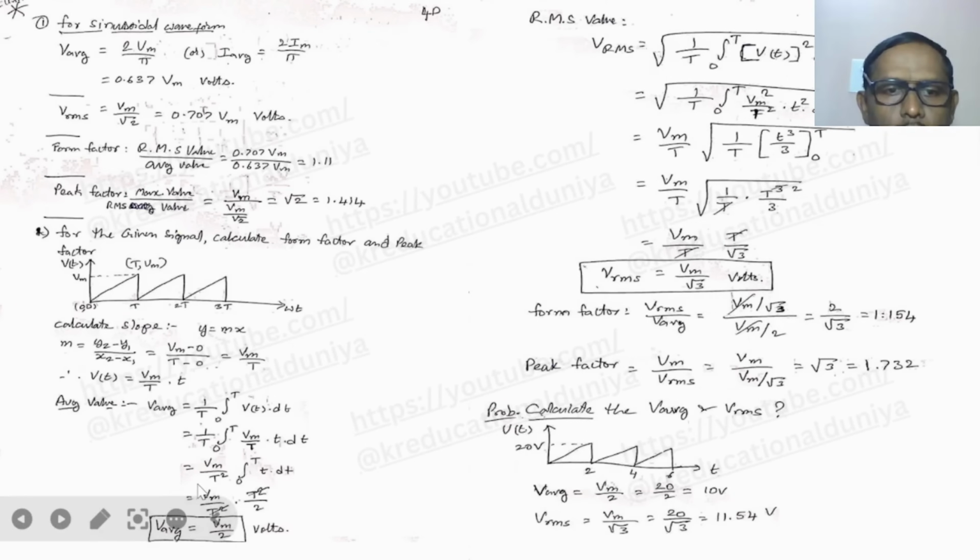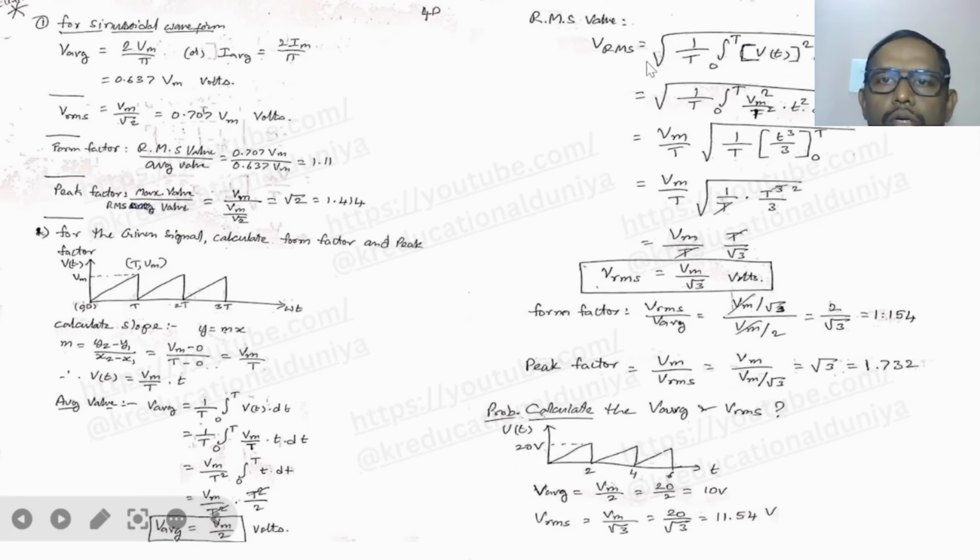So Vm by T square into here x is nothing but T, so T square by 2. So T square will get cancelled, Vm by 2. The answer is Vm by 2. V average equal to Vm by 2, or V average equal to 0.5 Vm. Okay, next coming to the RMS value for this circuit.